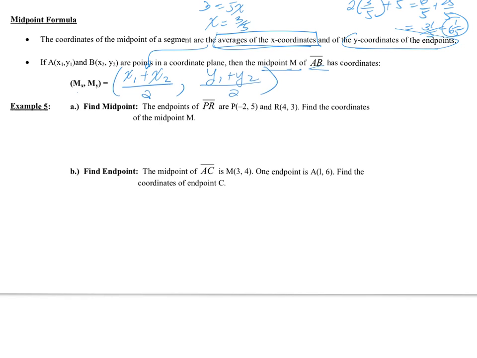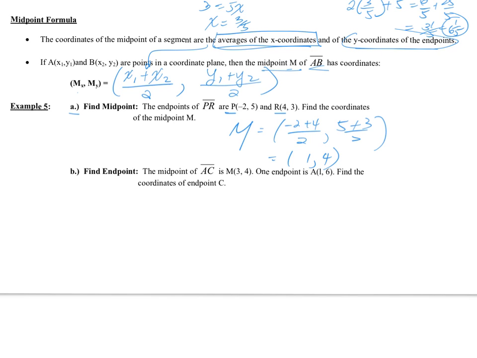Now let's find the midpoint for part A. So point P, point R. I'm going to find the midpoint as negative 2 plus 4 divided by 2, 5 plus 3 divided by 2, and this will be 1, 4.